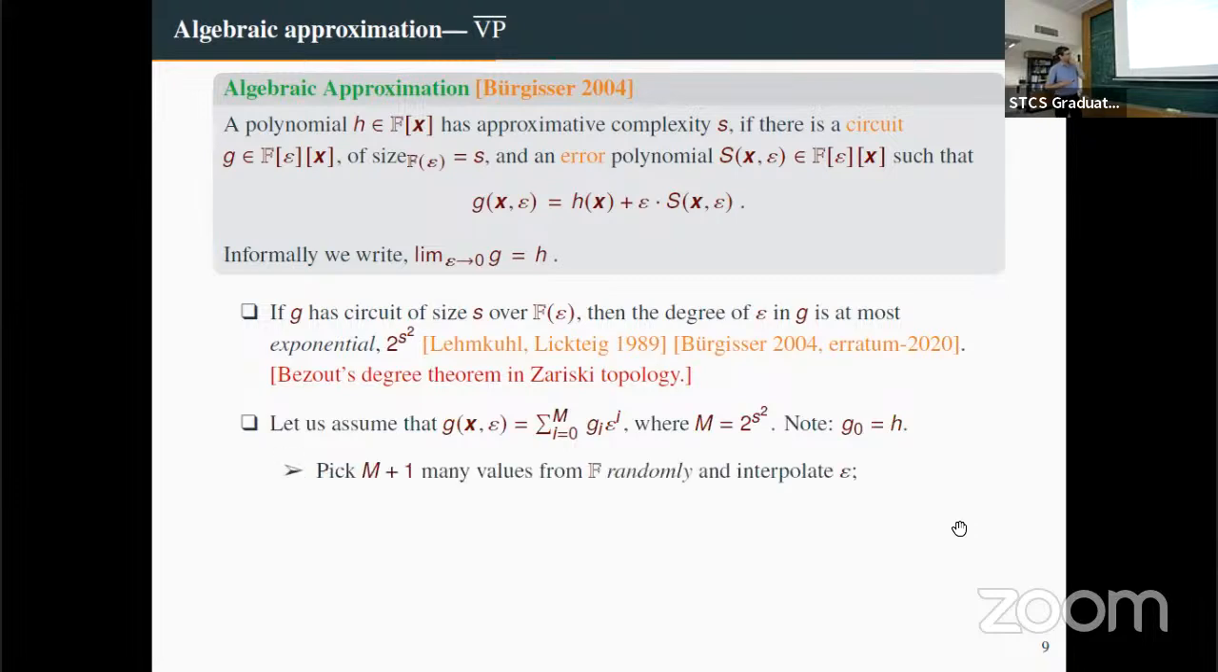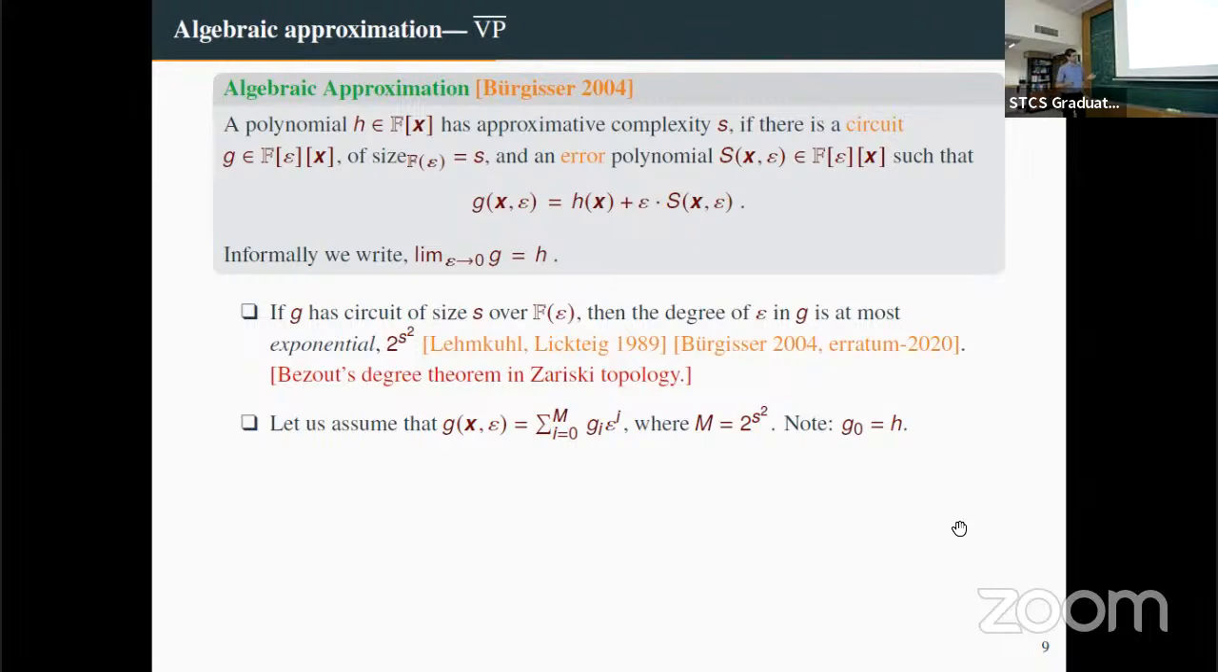Once you know that epsilon's degree goes only up to m, then to extract G0 you can do interpolation, because epsilon is after all a formal variable. You can just evaluate epsilon at m plus 1 values, and you can get not only G0, but all the GIs. So that's both a boon and a curse. Originally the definition only cared about G0. If you use the interpolation trick with the degree bound, you will actually get all the GIs. So that is doing too much.